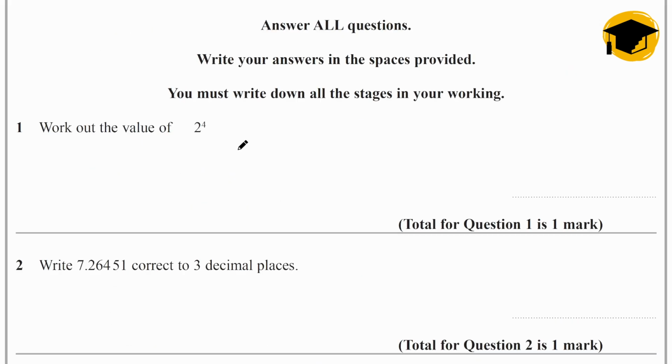2 to the power of 4, that's the same as saying 2 times 2 times 2 times 2. 2 times 2 is 4, 4 times 2 is 8. 8 times 2 is 16. Final answer is 16. 1 mark.